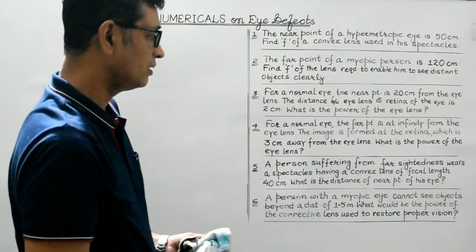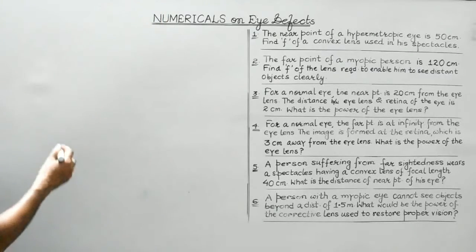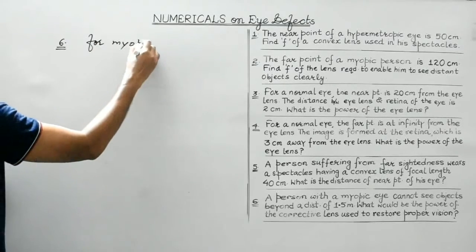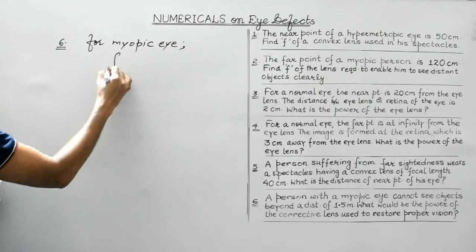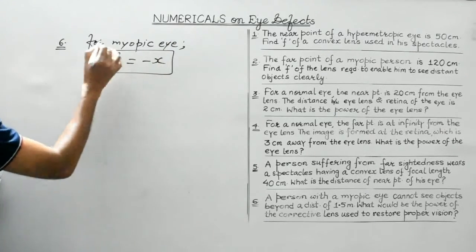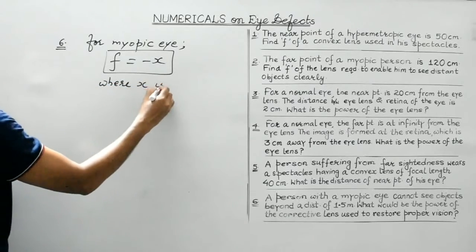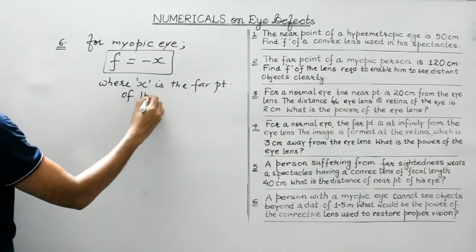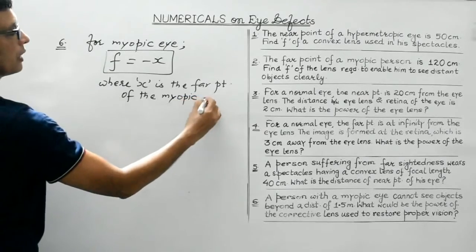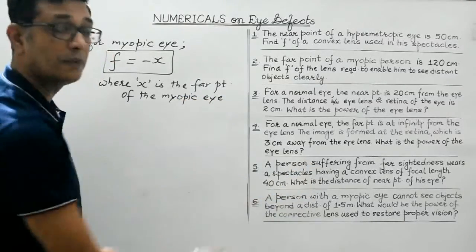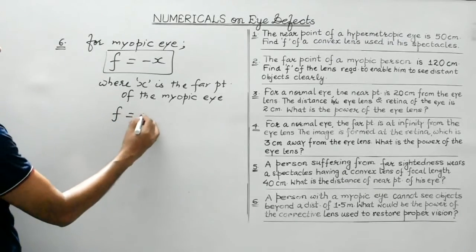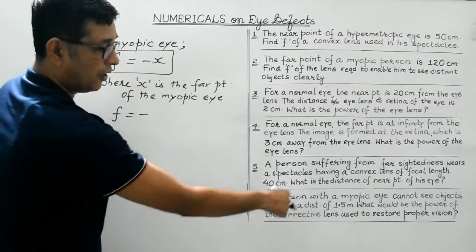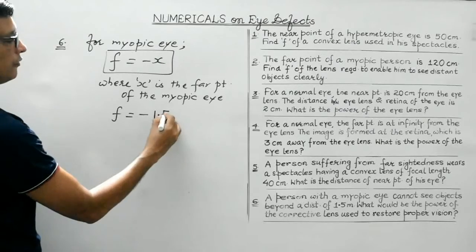So what would be the power of the corrective lens used to restore proper vision for the myopic eye? The formula to be used is F is equal to minus X, where X is the far point of the myopic eye, which in this case is given to be 1.5 meter. So therefore F is equal to minus 1.5 meter. This is the far point of the myopic eye.